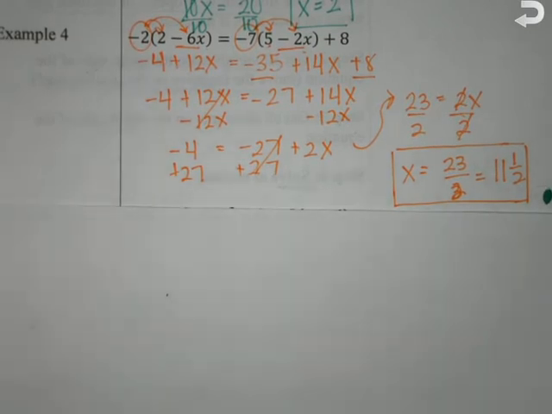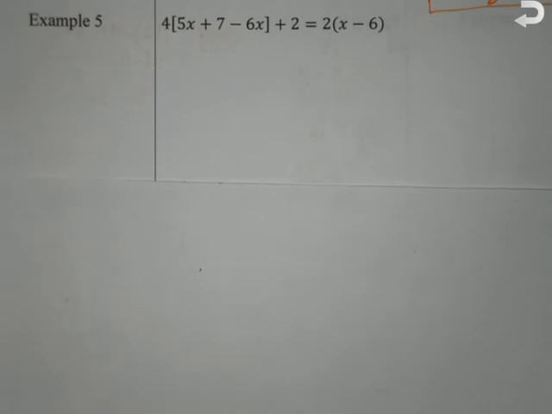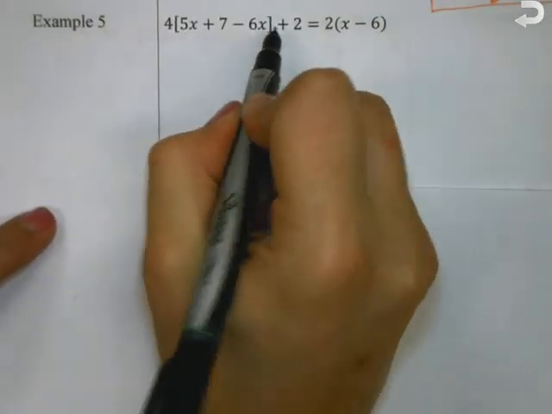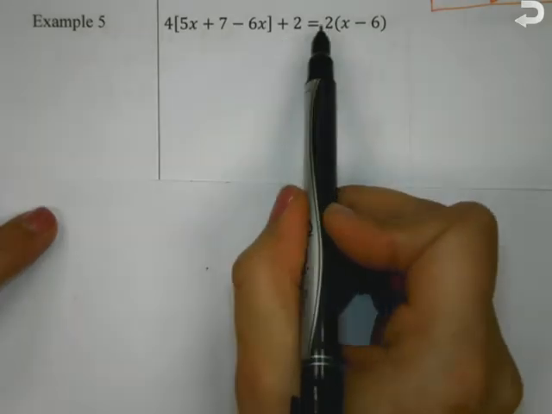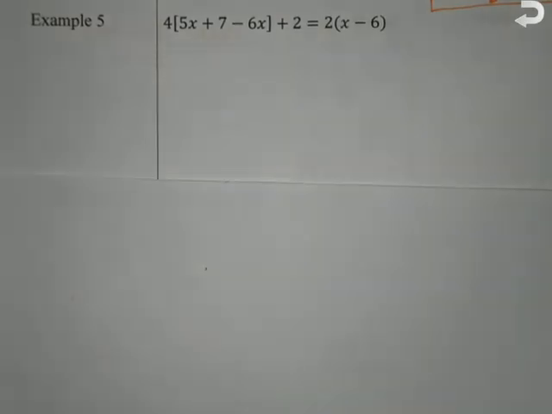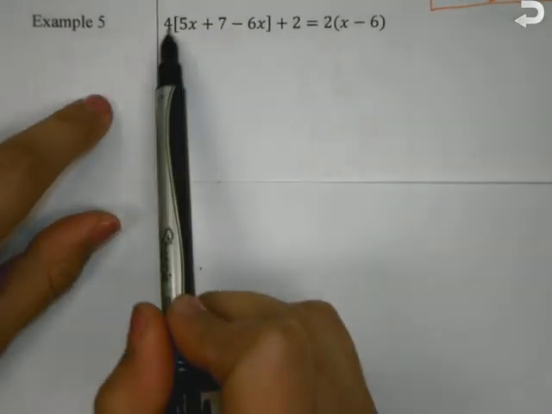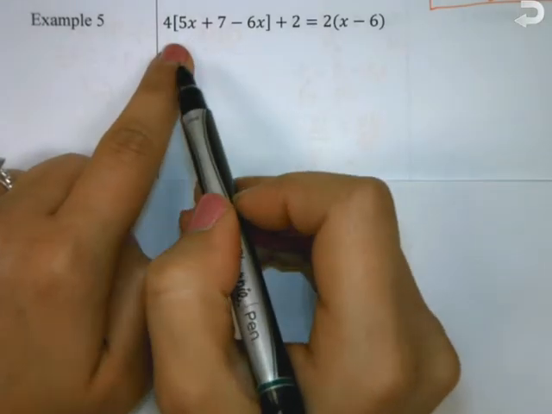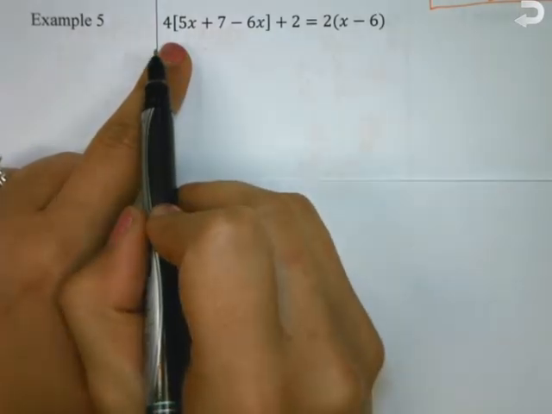4 bracket 5x plus 7 minus 6x plus 2 equals 2 times x minus 6. Write it down. All right, let's look at the left-hand side. Do I need to distribute or combine like terms at all? Yes. Which one should I do first? Well, order of operations says we have to look inside parentheses or brackets, right? So let's combine like terms inside first. That's just going to make our distributive a little bit easier.